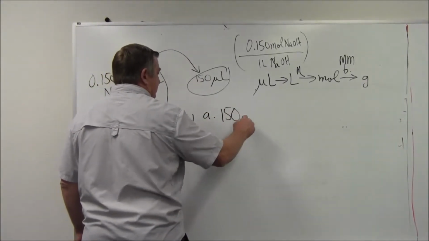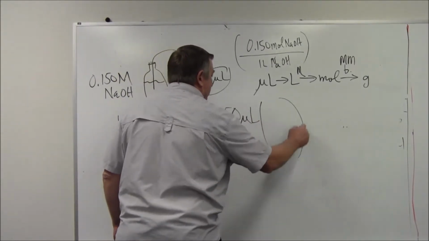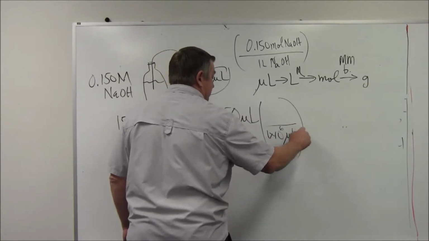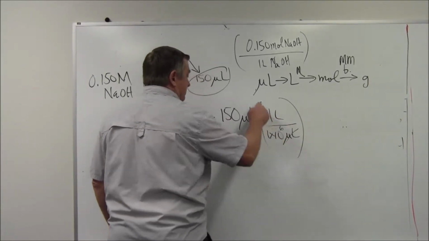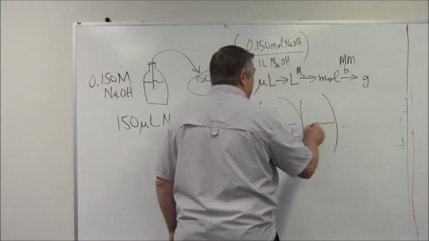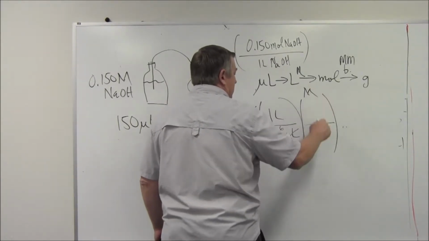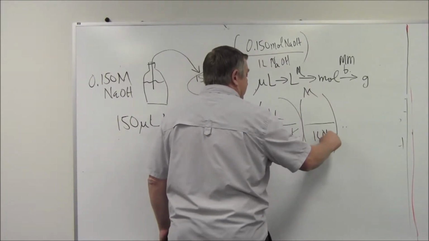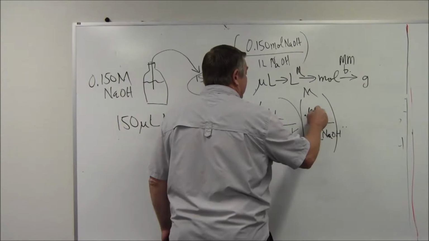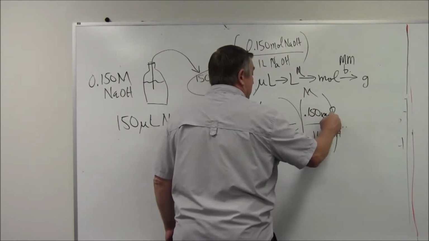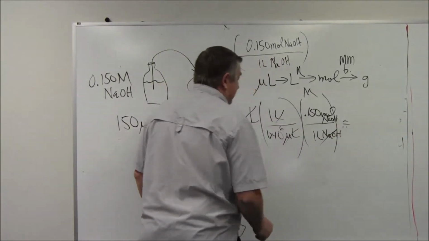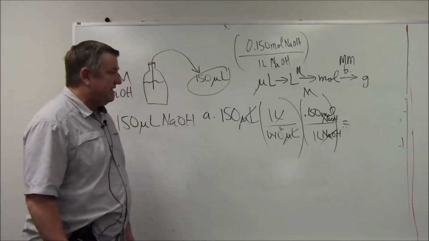We take 150 microliters, and we learned there's 1 times 10 to the 6 microliters in a liter. Now we're in liters, so we can touch our molarity conversion factor. In 1 liter of our sodium hydroxide solution, we have 0.150 moles of sodium hydroxide. And now we've got part A set up.